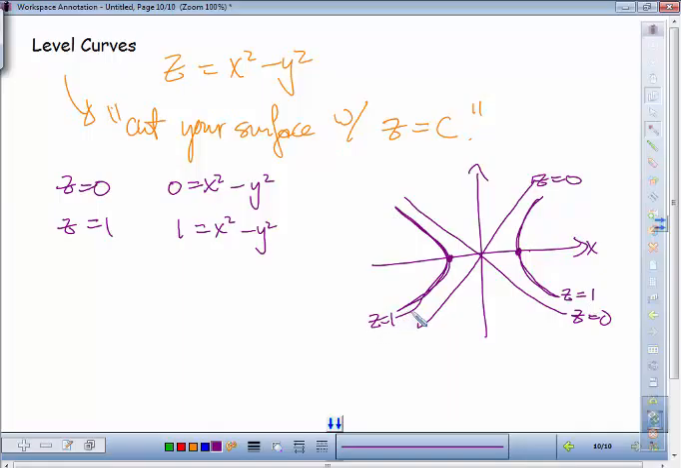Does this look familiar? I mean, aside from getting nice contours like this, it's like that contour map of a mountain, right? This kind of looks like that mountain.